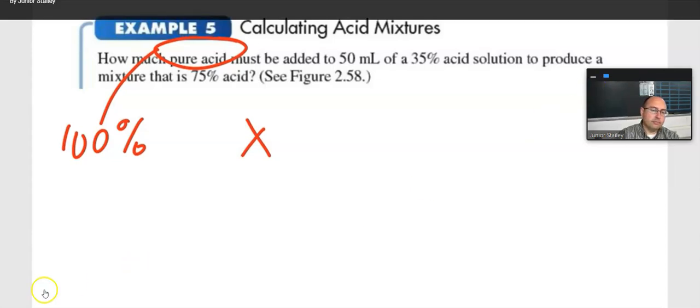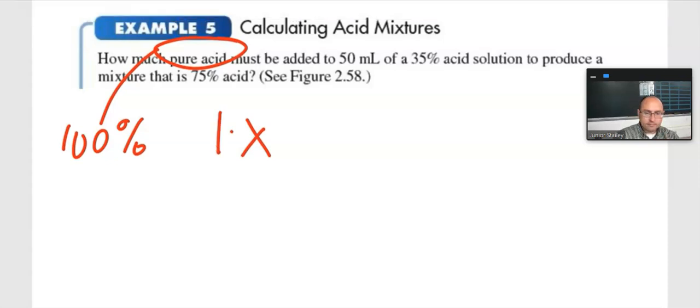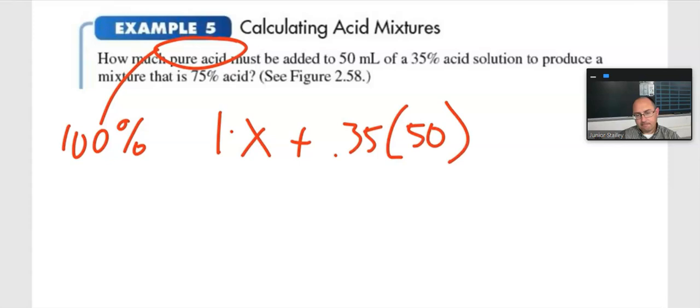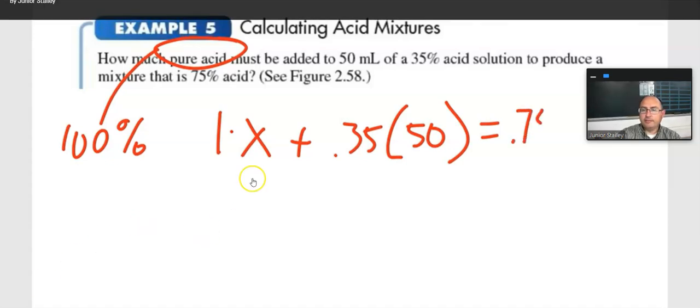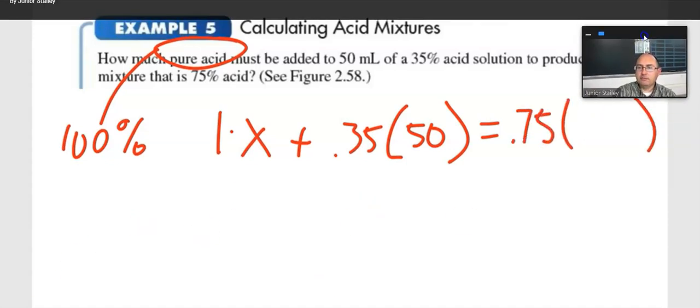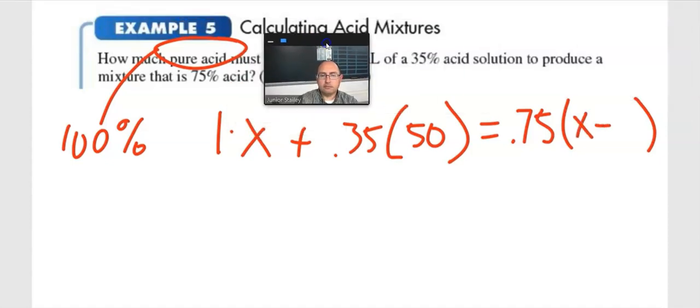You'll notice that the coefficient that I chose for this was a 1, and 1 happens to be the decimal version of 100%. So 1x. That's 100% of whatever this pure acid solution is. But to that, we're going to add 35% of a 50 milliliter solution. And what we want is a 75% solution. That's 75% of these milliliters plus these milliliters. So here's the equation that you're trying to solve.